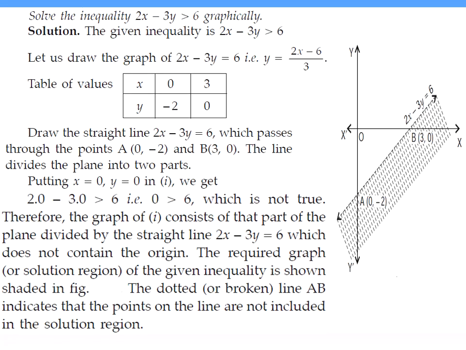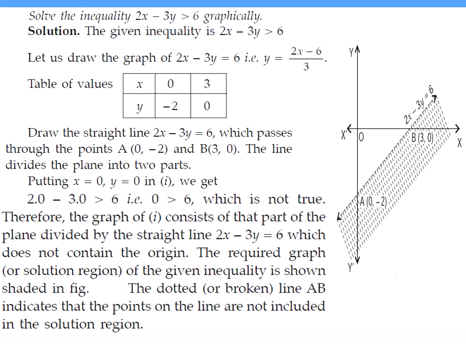Solve the inequality 2x minus 3y greater than 6 graphically. For that we need to consider this inequality as equality, meaning 2x minus 3y equal to 6. So this is the equation of a straight line, and we already know how we can plot this straight line on any two-dimensional plane, that is the xy plane.